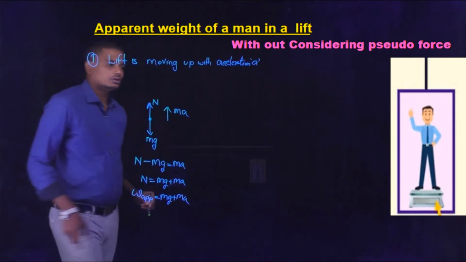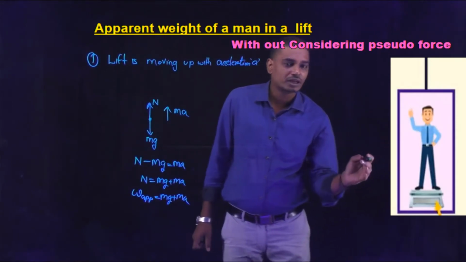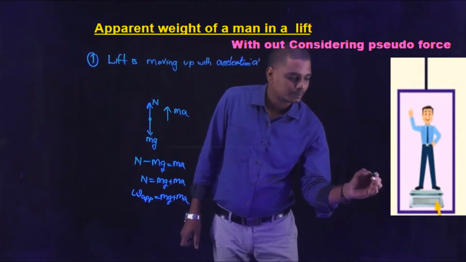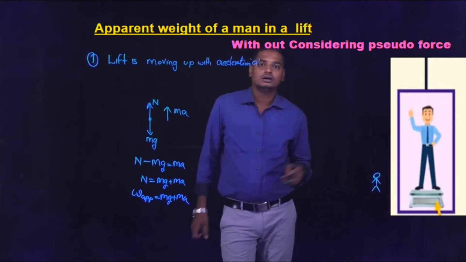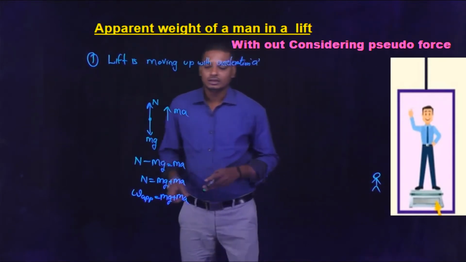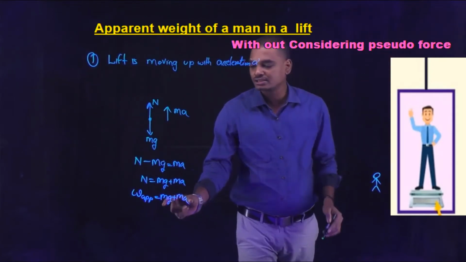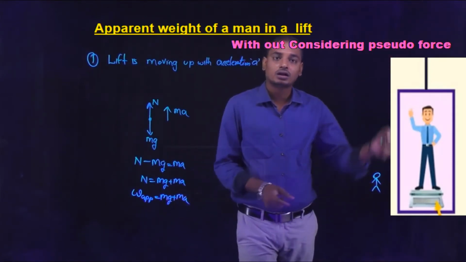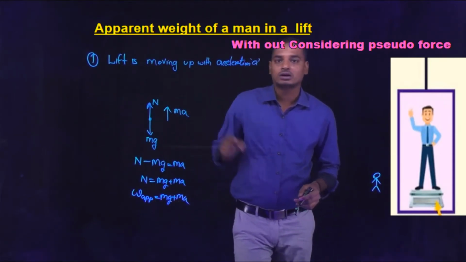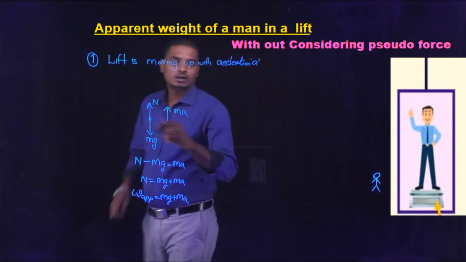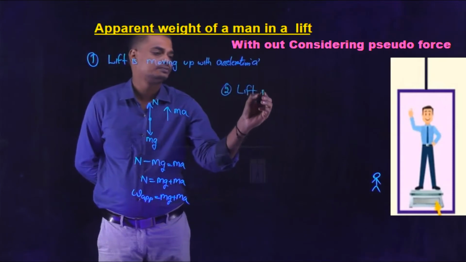So here in this case, without considering the pseudo force, the person is outside the lift and seeing the weight of the man in the lift. Then the apparent weight when the lift is moving upward with an acceleration a is mg plus ma, or downwards with a deceleration a is also mg plus ma, as we calculated in our last session of the video.